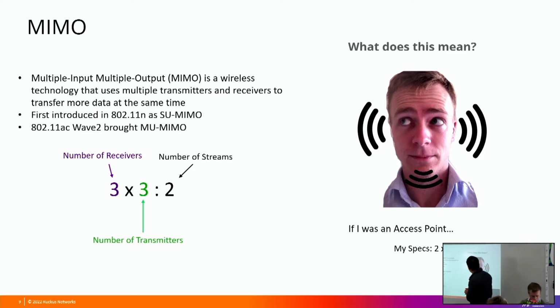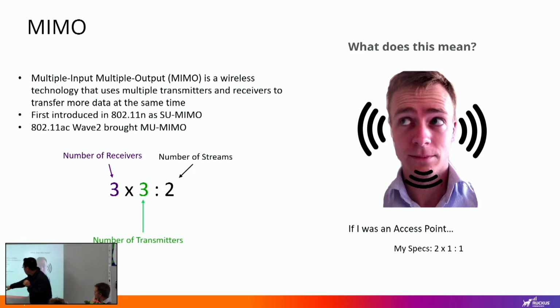What this means, so Matt here, if Matt was an access point, he's got 2 ears, right? So he's got 2 receivers, but he's only got 1 mouth. So he's only got 1 transmitter, and he's only 1 person. So there's only 1 stream.